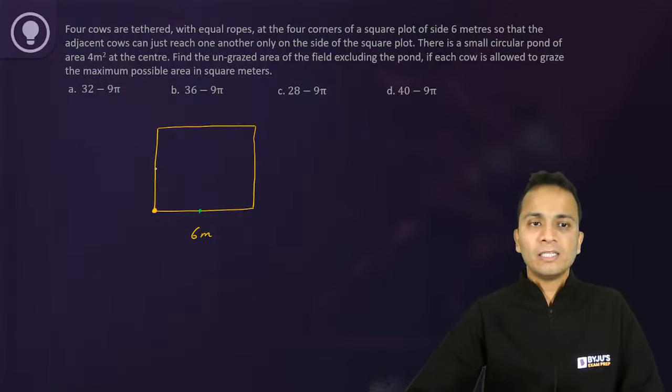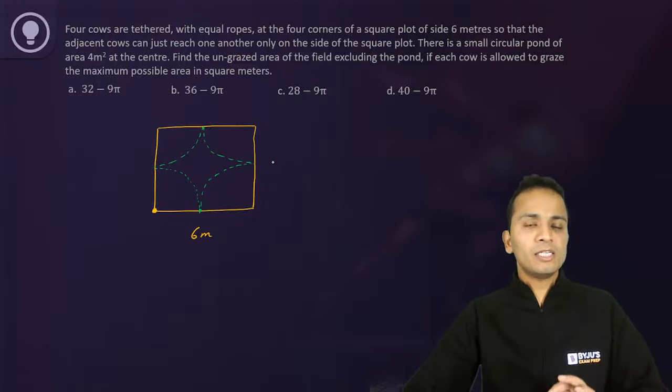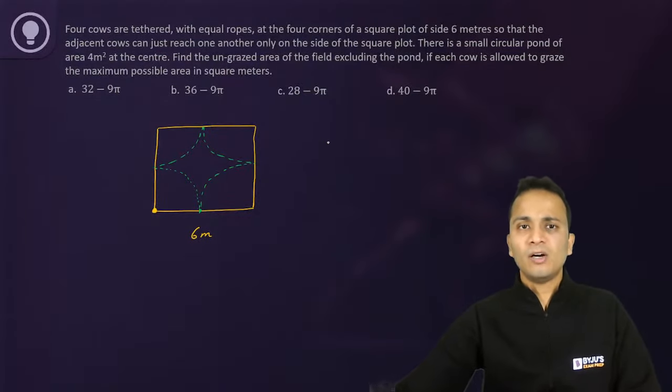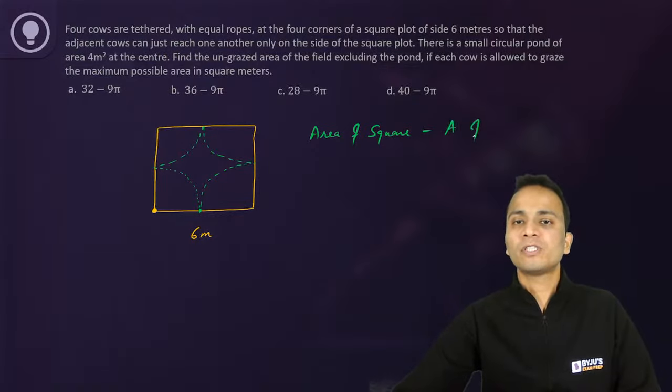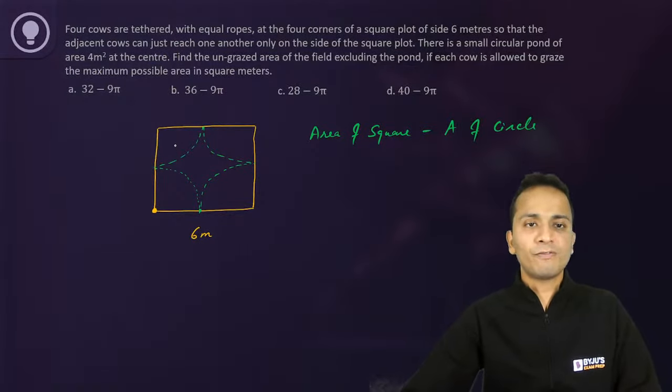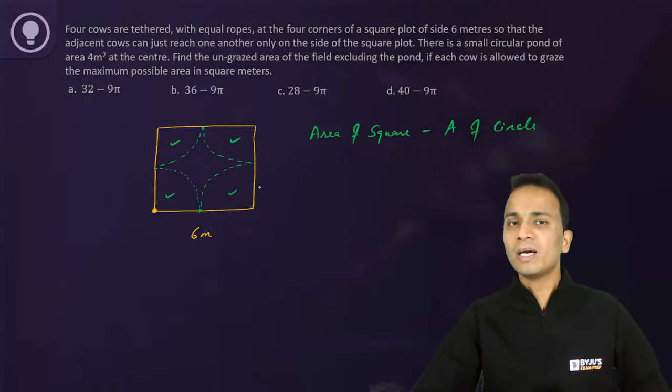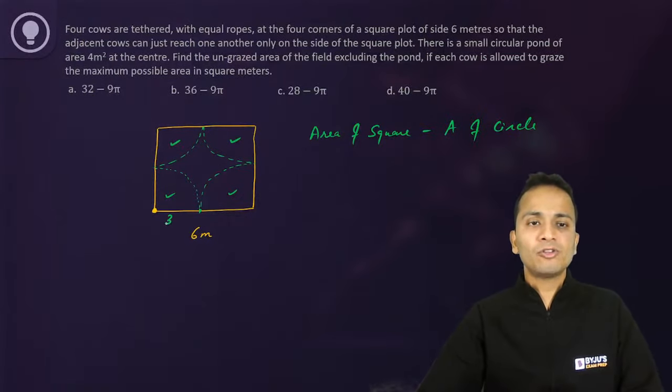Okay, so I can say that the area of the portion that each cow can graze will form a quarter circle like this that I have drawn. So each cow can graze this quarter circle. If I do not consider the pond, then the ungrazed area will be the area of square minus the area of circle. There are 4 quarter circles that will be made. These 4 quarter circles will combine to form one complete circle whose radius will be 3 meters.